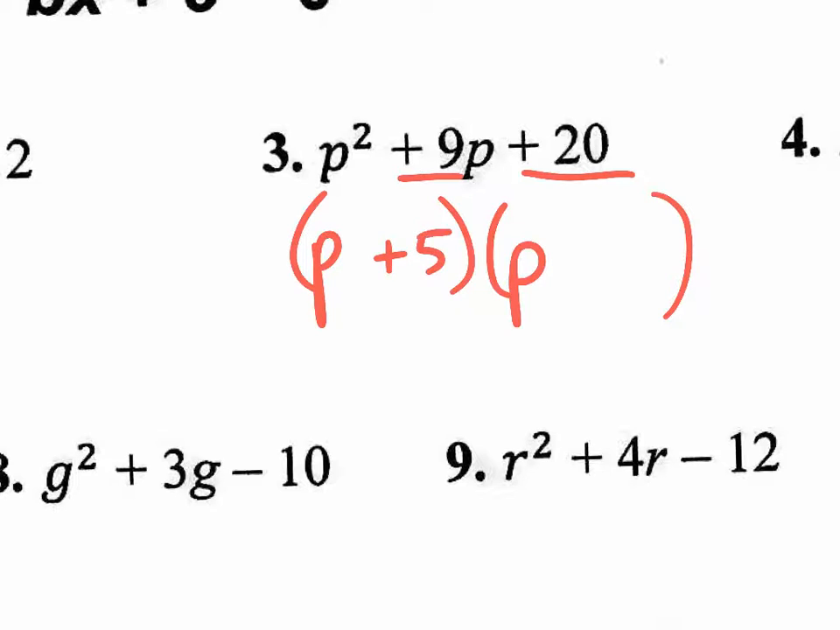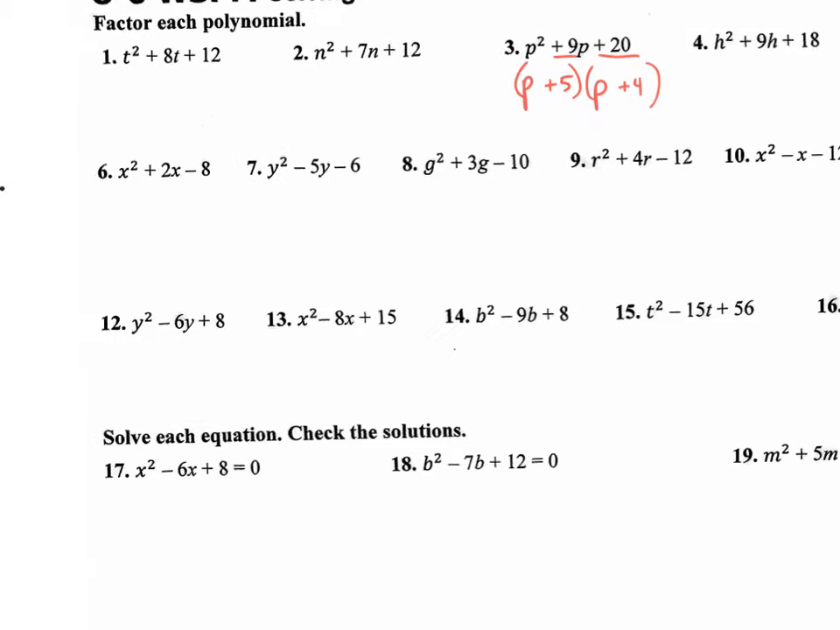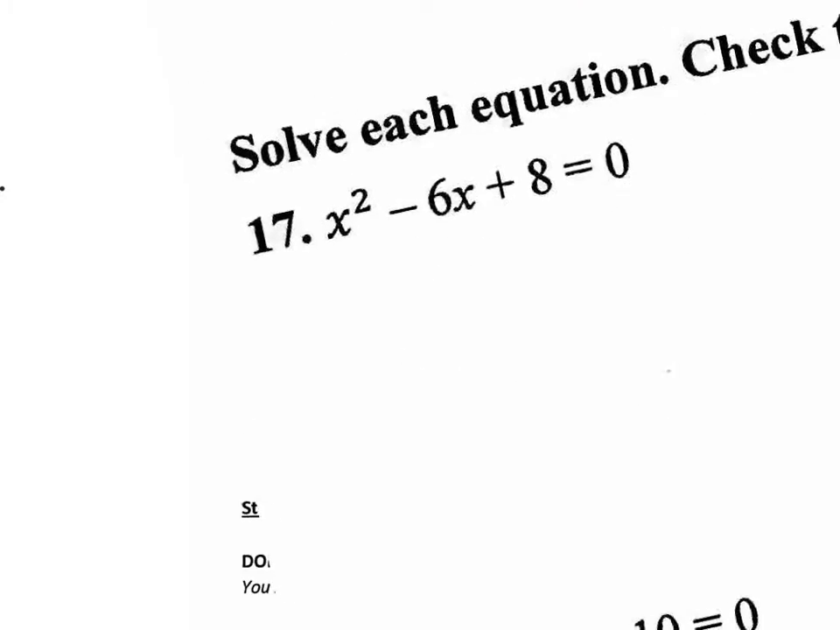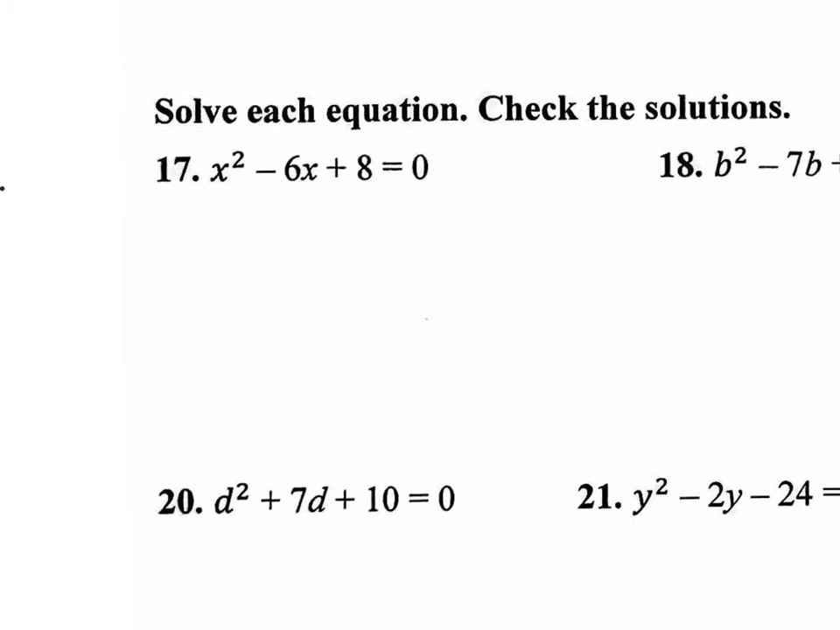Positive 5, positive 4. And you can put 4 first and 5 second, whatever you want. But it's that easy, guys. The shortcut makes this whole entire worksheet a piece of cake. However, on the second half of this worksheet, it says solve. So we're going to be solving equations.